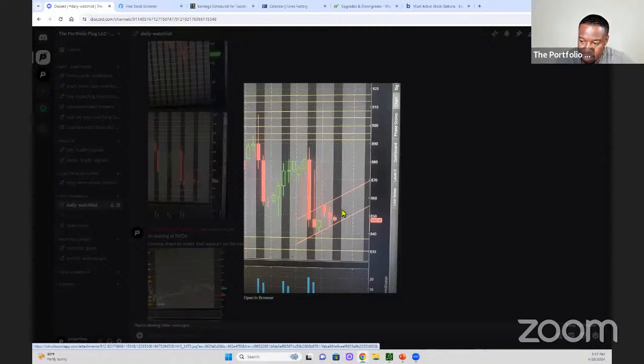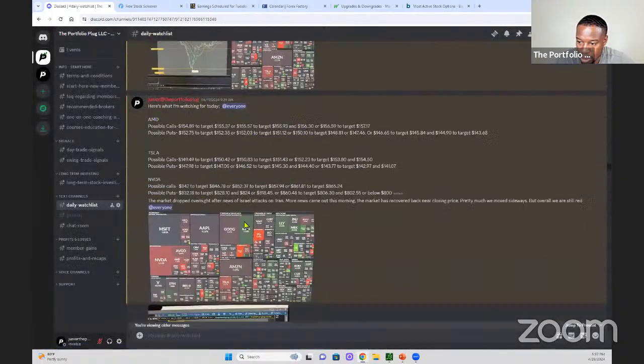So this is a bear flag, and a bull flag will just be the opposite. All right, so let's show you a bull flag.